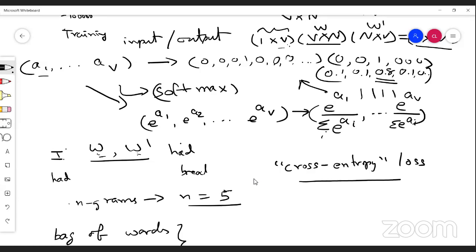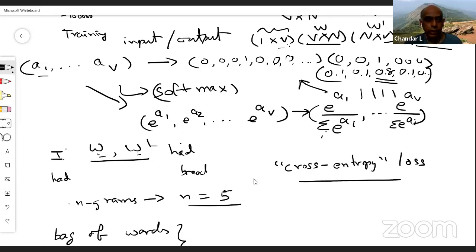So we have this training vector, which is input and output. So we have an ideal input and ideal output. This is what we don't know. We start with some random matrices, and then we gradually, using gradient descent, reach the W and W dash, which come up with the minimum value for this cross entropy loss.